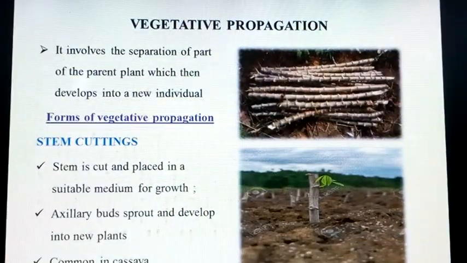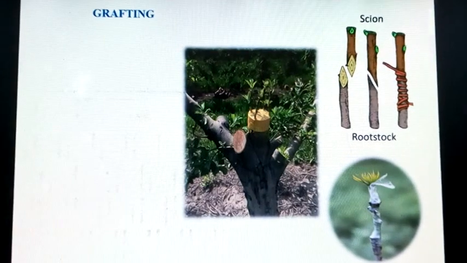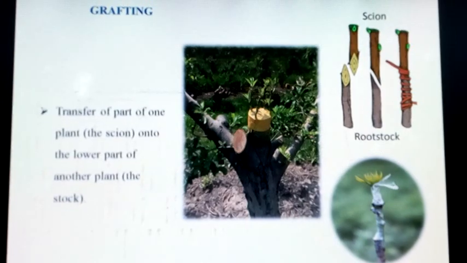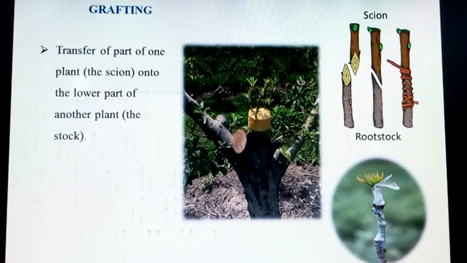The other is vegetative propagation, where we have a number of forms of vegetative propagation like stem cuttings, which we use to plant cassava. We depend on the ability of the axillary buds to sprout. Grafting is another mode of vegetative propagation, where we use a scion, which is the plant with better fruiting characteristics, and a stock, which is a plant with a better root system for anchorage and absorption of nutrients and water from the soil. We look at another method known as budding.